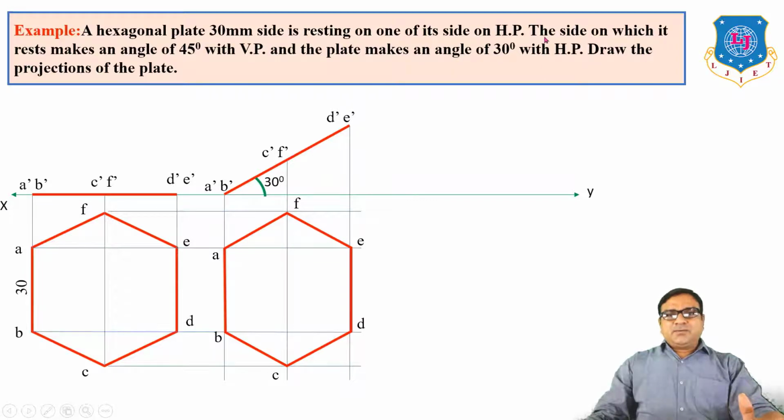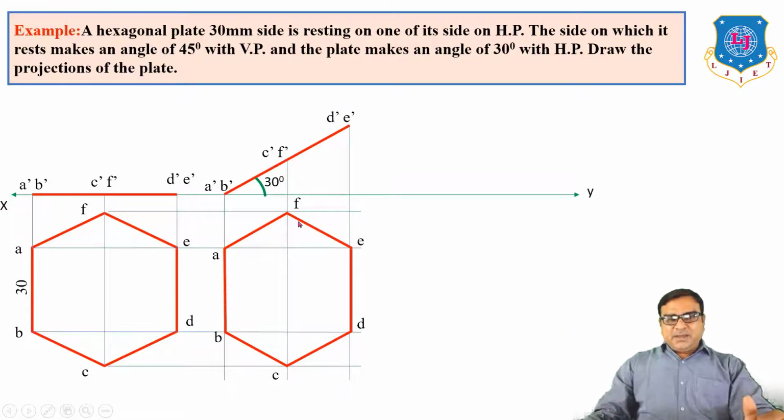Now in our data we want the side on which it rests to make an angle of 45 degrees to VP. So at present, up to this stage, AB is in HP and it makes 90 degrees with VP. At present AB and XY are perpendicular. But we want this line inclined at 45 degrees. So we have to redraw the top view in step number 5 in which AB must be inclined 45 degrees.